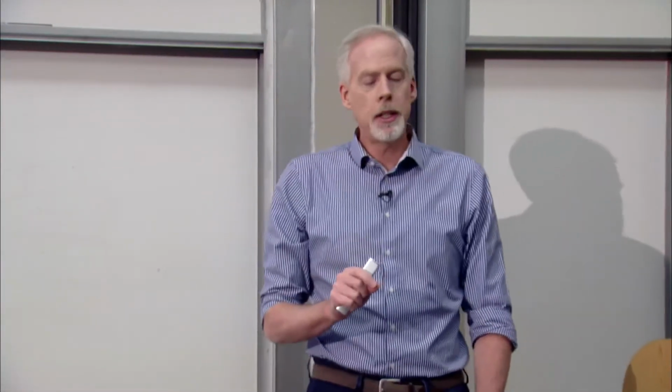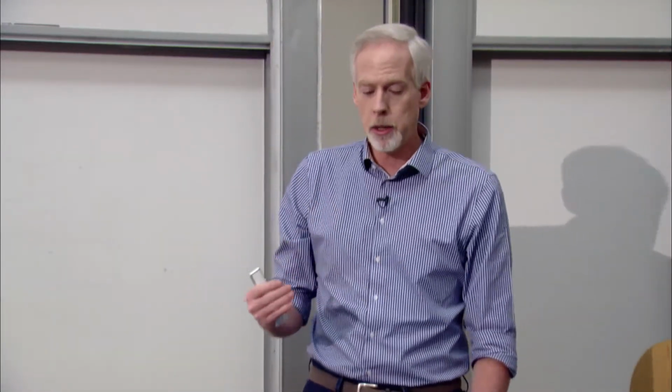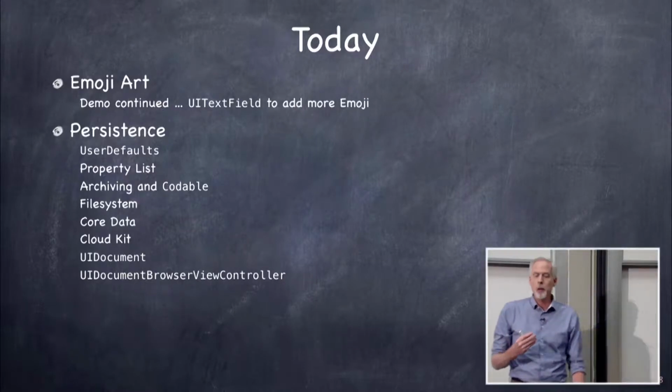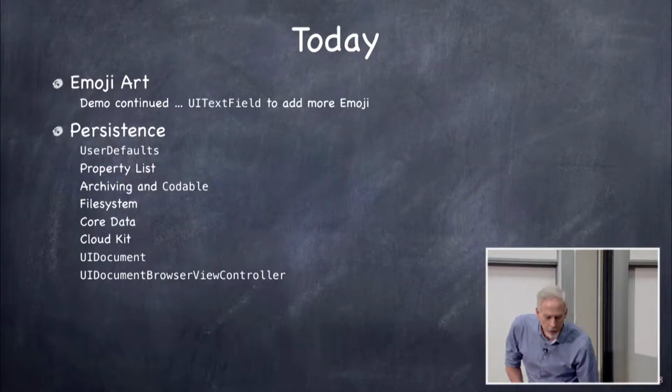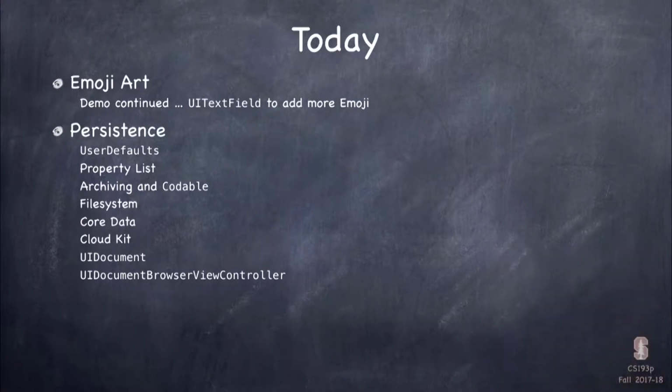So we have a very quick demo today. I've compressed it because I really need to get to the slides on a very important topic, which is persistence. Let me dive into that demo, and then we'll get to persistence right after. The demo is that I'm going to take our emoji art and add a way to make a text field appear up in our little collection view that slides around, so we can add more emoji to that sliding thing. So how are we going to do that?